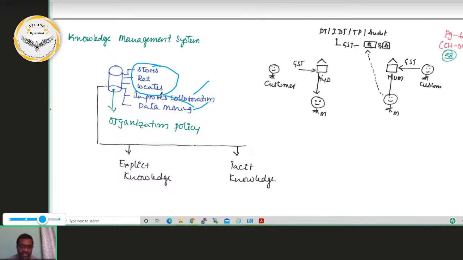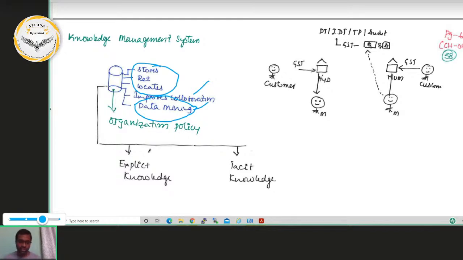Okay, so it also performs data mining. So what do you mean by data mining? Data mining is where the volume of data is very huge. At that time, what do we do? We try to find out hidden patterns in large volumes of data. So that is called data mining.